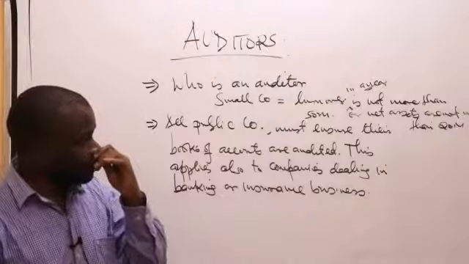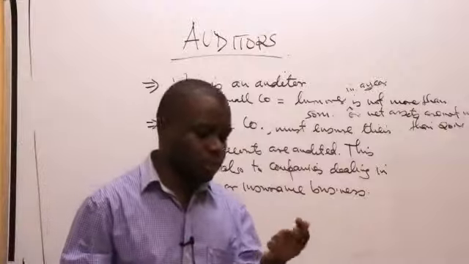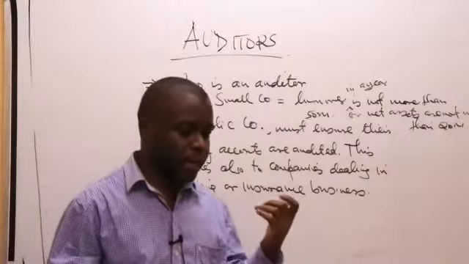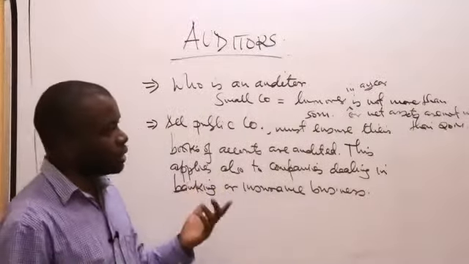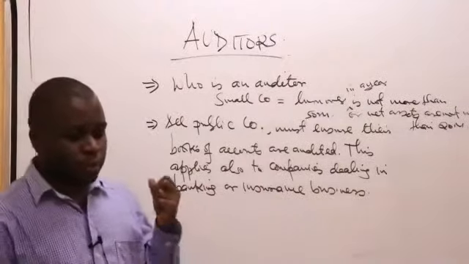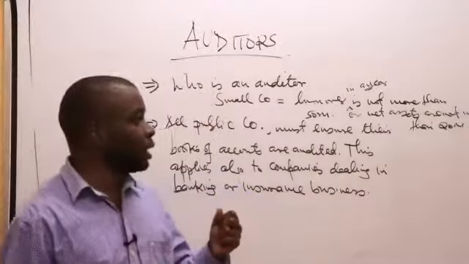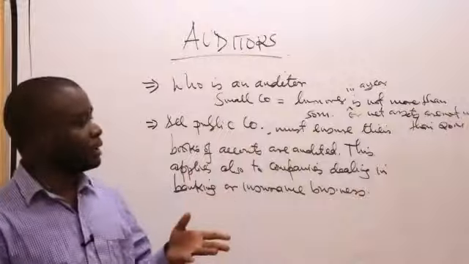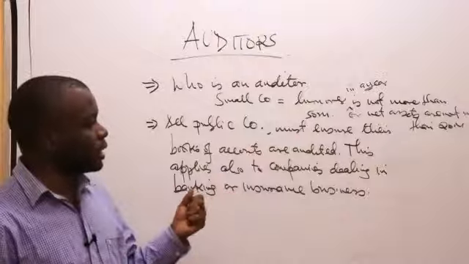But of course, sometimes other requirements force them to ensure that their books have been audited. For example, if these small companies want to make a return to the Kenya Revenue Authority, they must provide audited books. Even if you want to open a bank account as a private limited company, you will be required to bring audited financial statements for the last maybe three years.